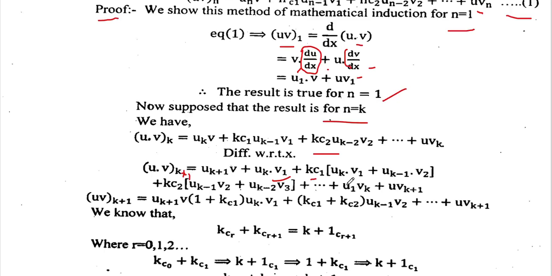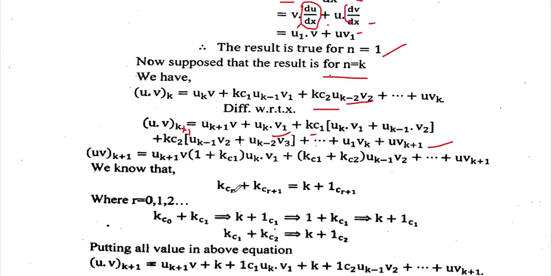So plus third term, plus kC2. Again we will use the product rule here, that is u(k-1) v2, derivative of first function into second function, plus first function into derivative of second function. Okay, so in this way we can write this term. So plus and so on. Last term is u1 vk plus u v(k+1). So in this way we can write the term. Okay, so what is the next step? We will take uk v1, u(k-1) v1 as common terms from these terms.